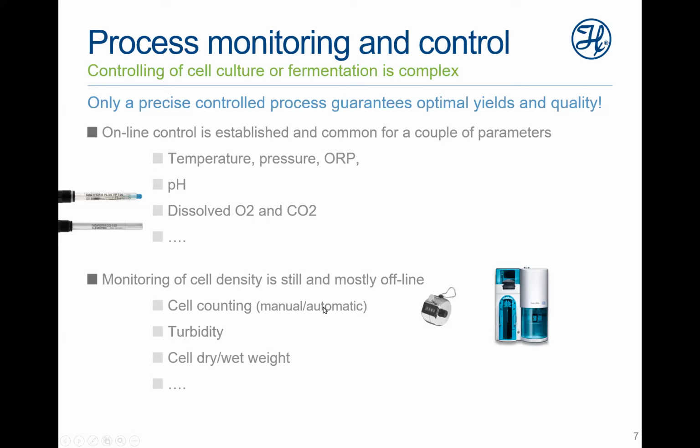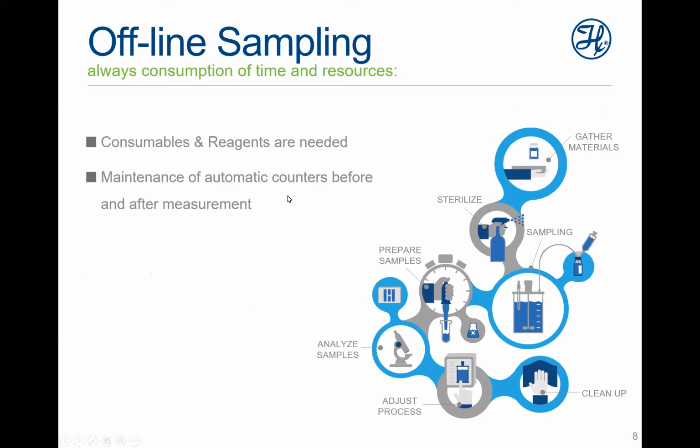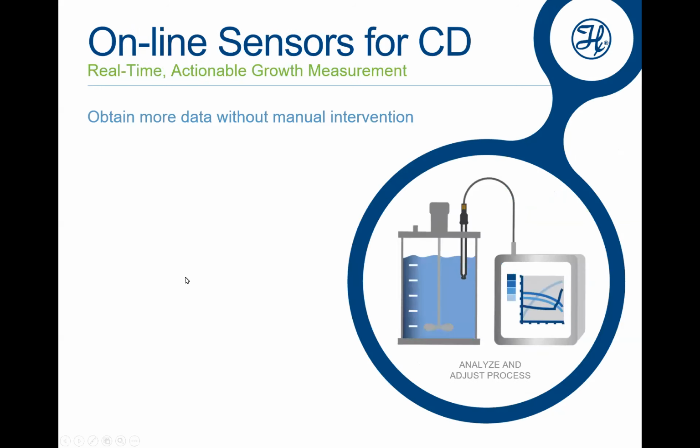Other people are using turbidity, especially those working with microbial fermentation, or they are measuring cell dry and wet weight. But that will lead to a couple of disadvantages, and everyone knows about these drawbacks of offline measurement. You need consumables and reagents. You have to maintain the automatic counters before and even after measurement. You have to take samples and prepare the samples, and that costs labor time for counting, analyzing, and for the cleanup afterwards. And it's really easy to avoid all these disadvantages.